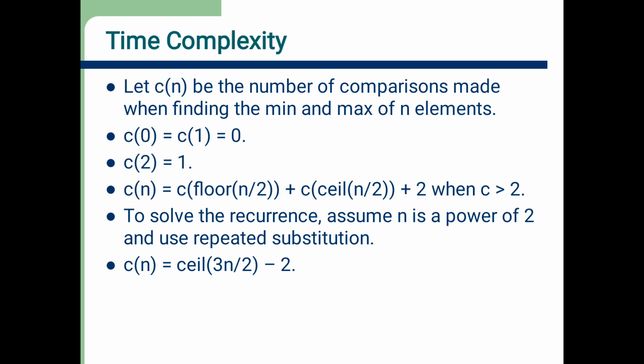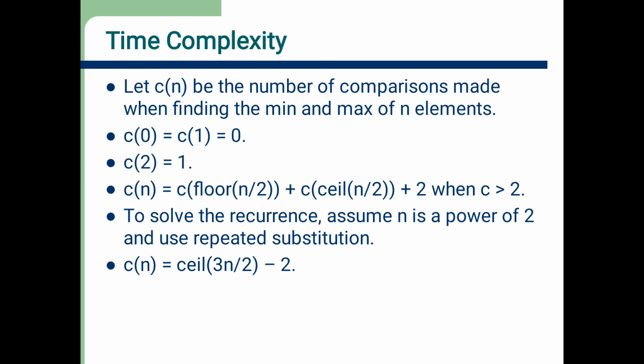Let C of n be the time complexity. The analysis of time complexity of this algorithm concentrates on the number of element comparisons. If only one element is present in the given list, no comparison is required, so T of n equals 0. If there are two elements in the list, only one comparison is required, since there are only two numbers, one is the minimum and the other is the maximum, so T of n equals 1 for n equal to 2.